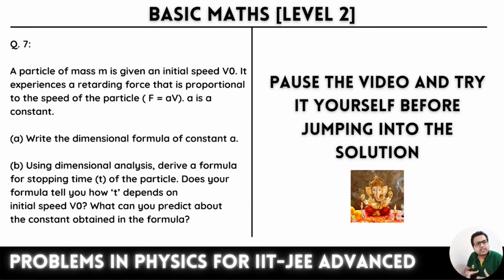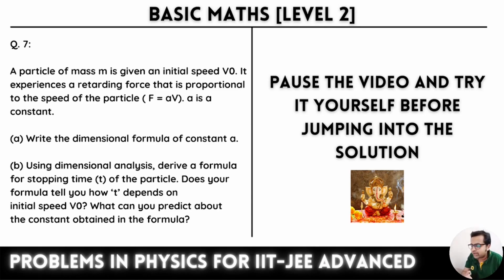In the problem it is given that the retarding force acting on the particle is directly proportional to the velocity. So if the particle moves faster, the retarding force will also increase, and if the particle slows down, the retarding force also decreases. You have to calculate two things. First, write the dimensional formula of constant a, and the second, B part, using dimensional analysis derive a formula for the stopping time of the particle.